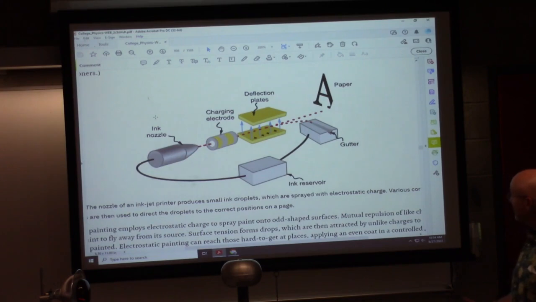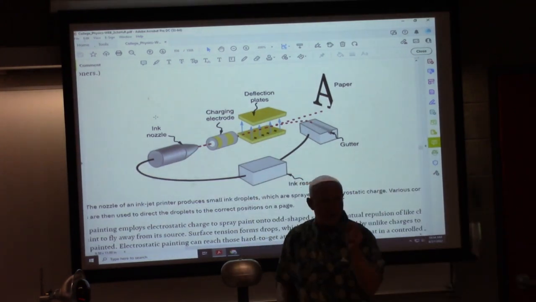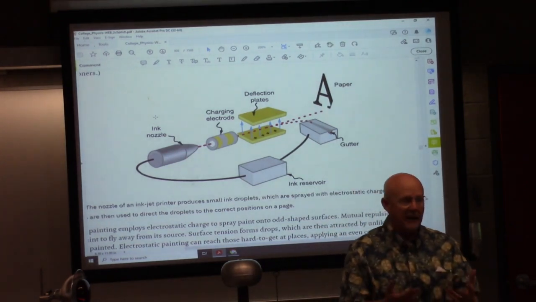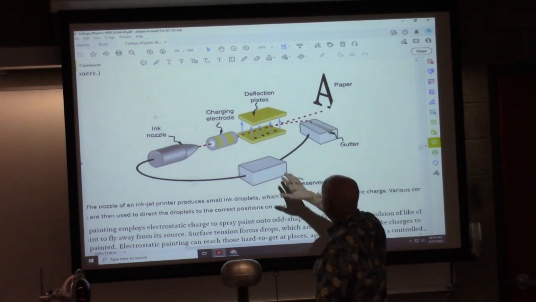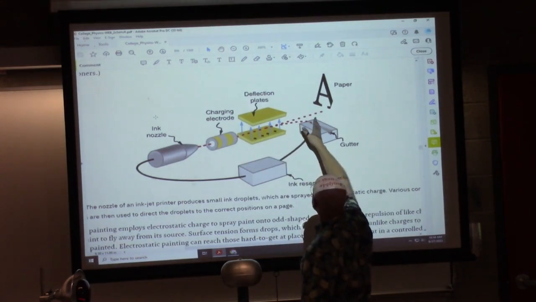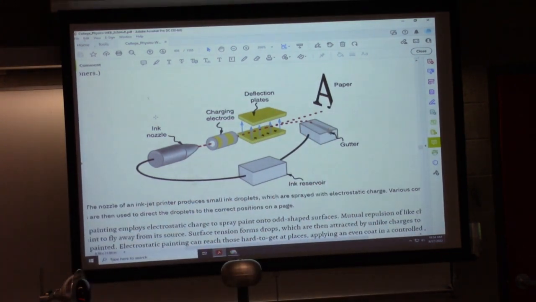The inkjet printer works kind of the same way. You just have a little nozzle that shoots tiny little droplets of ink, and then you control them by running them through an electric field. And so in this case, the electric field is deflecting them up and down and then going to make a pattern of the letter A. In fact, you can kind of see that effect right here with water.